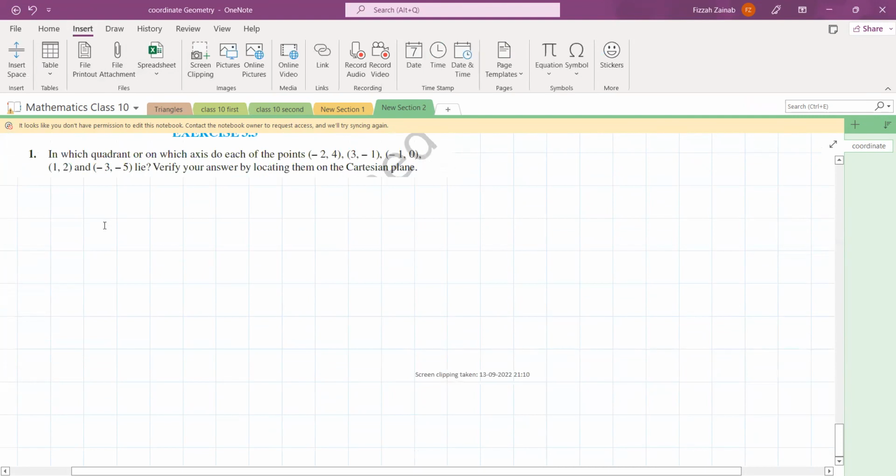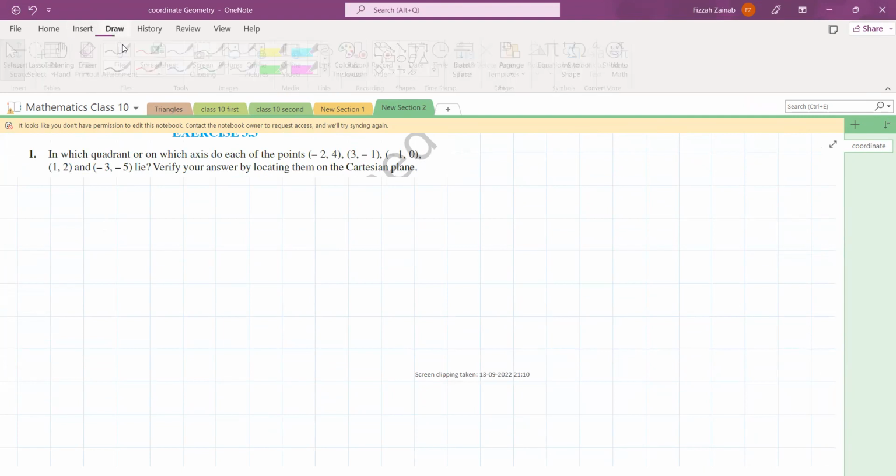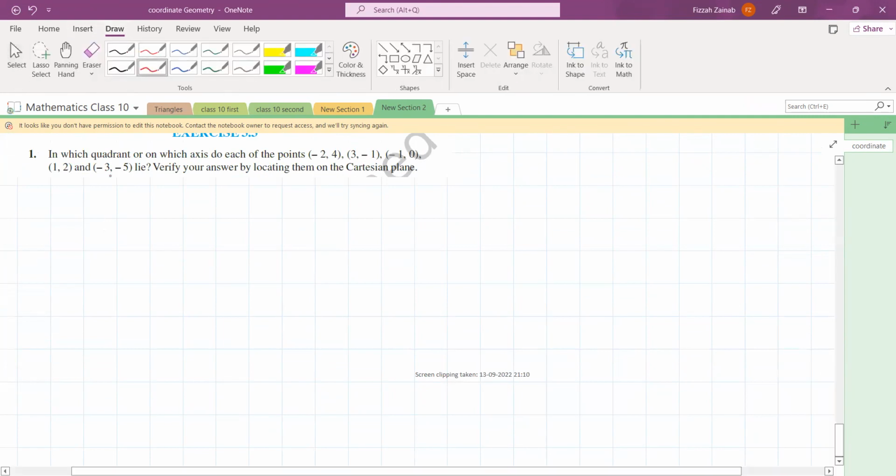Exercise 3.3, this is the first question. So I'll tell you how to plot it. In which quadrant or on which axis do each of the points lie? Verify your answer by locating them on the Cartesian plane. First of all, without locating them, you have to tell in which quadrant they lie. Understood? So take one point at a time. Let me take -2 and 4.